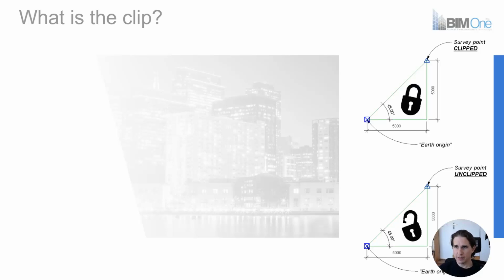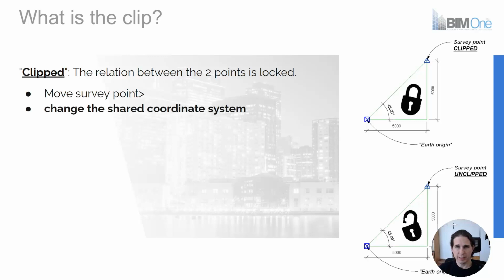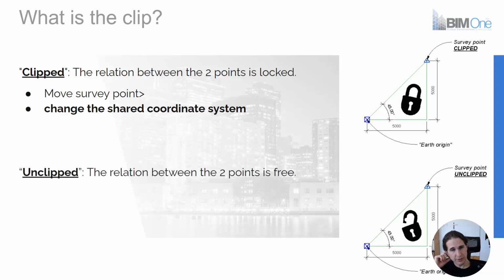So let me explain also what a clip is. When you have something clipped or unclipped in Revit, especially now that you have only the survey point capability of clipping: if it's clipped, the relation between the 2 points is locked. So moving the clipped survey point changes the shared coordinate system. To move the survey coordinate system relative to the model, move the clipped survey point. If it's unclipped, the relation between the 2 is free. So moving the unclipped survey point does not change the shared coordinate system.